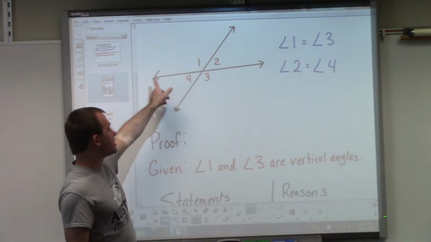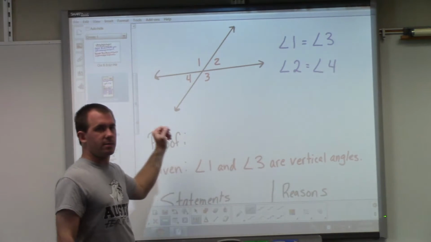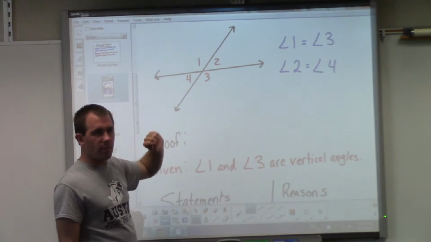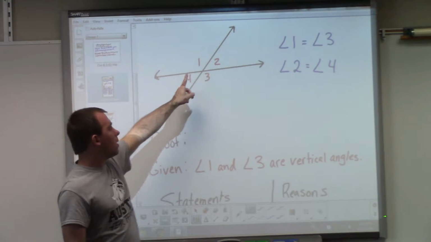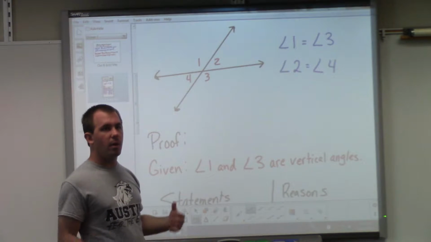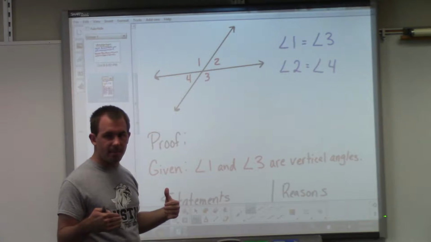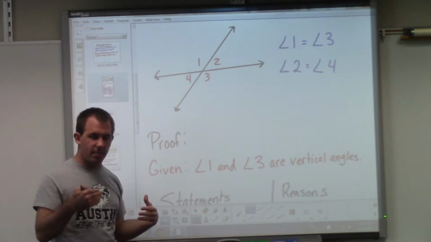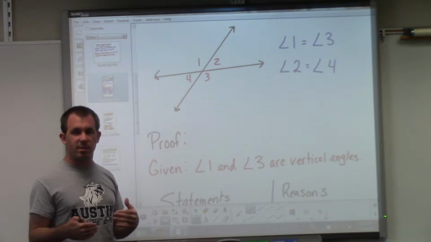Now what we notice is we've got 2 lines that are intersecting. These lines form multiple angles. We can see angle 1 and angle 2 form a straight line. Taking it back a minute to postulate number 7.